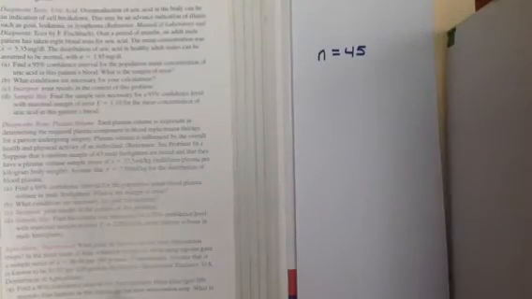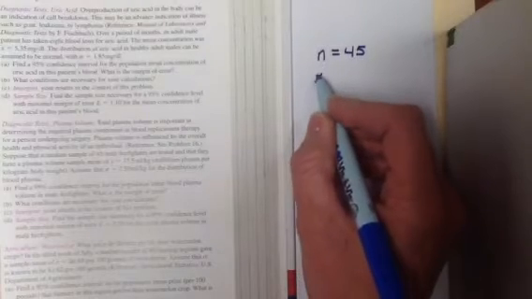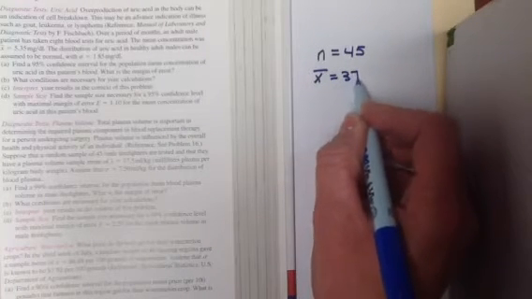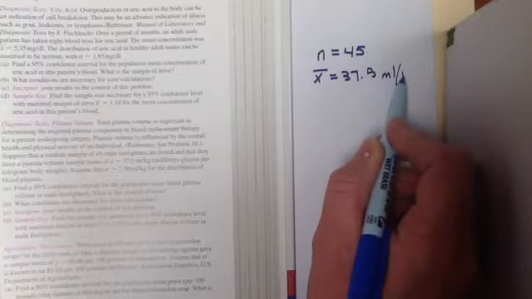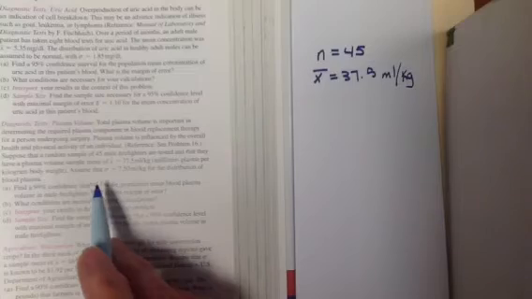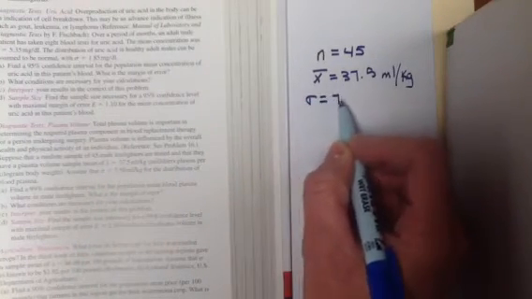Okay, so let's write down, if you watch the lecture video for 7.1, he suggests writing down the information you know. So I know my random sample is 45, therefore n equals 45. It also tells me that the sample mean is 37.5. That means x bar is 37.5. And I'm going to go ahead and put my units here, milliliters per kilogram. Assume that sigma is 7.5, so that's the population standard deviation.